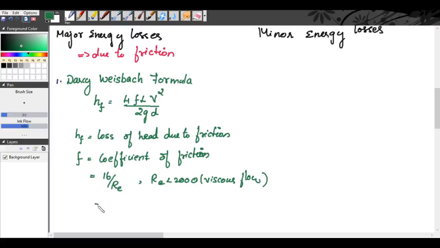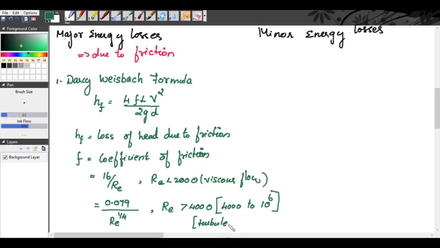And the coefficient of friction is equal to 0.079 by Reynolds number raised to 1 by 4 for Reynolds number greater than 4000. Actually this case is Reynolds number from 4000 to 10 to the power of 6. In general, when it is greater than 4000, or turbulent flow, the coefficient of friction is taken as 0.079 divided by Reynolds number raised to 1 by 4.